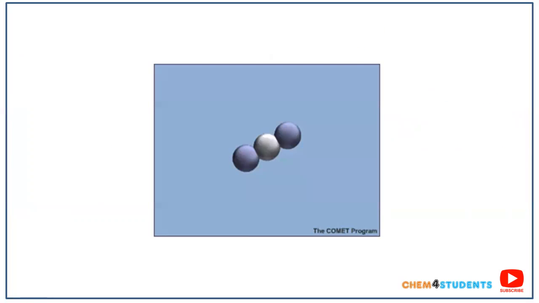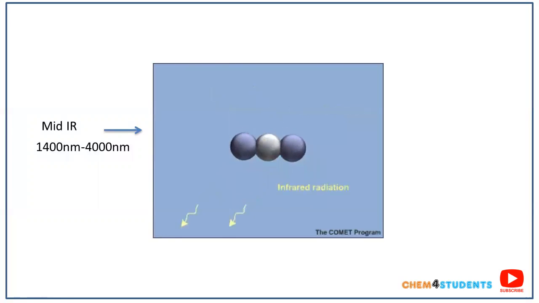Let me explain with an example. Here I'm taking the water molecule again. I'm sending the near IR region, that is 700 nanometer to 1400 nanometer wavelength range, but I could not get any molecular vibrations. Let's go with the far IR region, that is 4000 nanometer to 1000 micrometer. Here also we cannot get any molecular vibrations. And finally, I'm trying the mid IR region, that is 1400 nanometer to 4000 nanometer. Here I could see the molecular vibration. What is the reason?